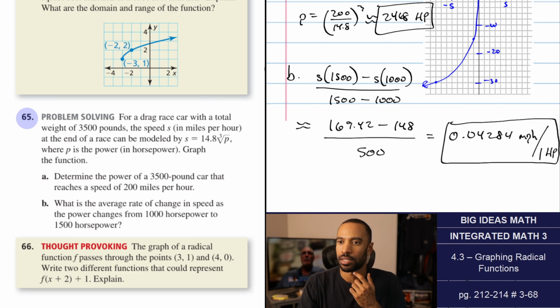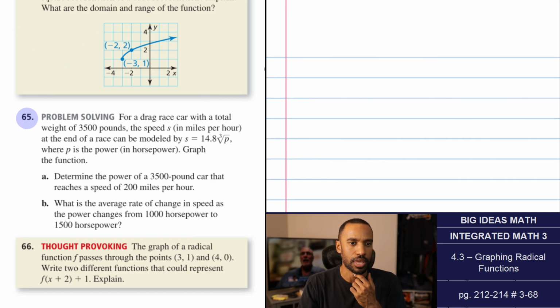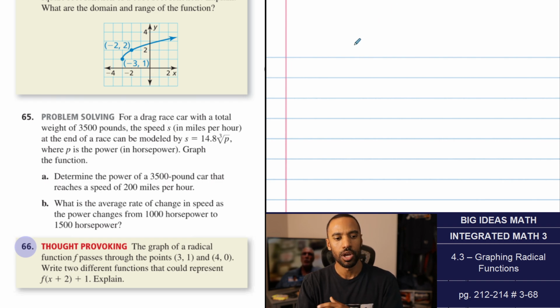Okay. Here we go. Number 66, thought-provoking. I think that means open-ended. The graph of a radical function f passes through the points (3, 1) and (4, 0). Write two different functions that could represent f of x plus 2 plus 1. Explain.